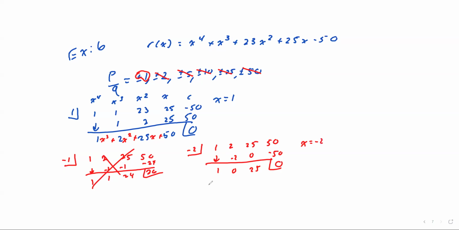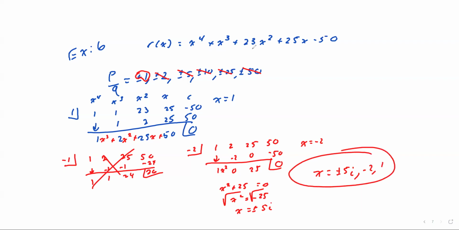This part was kind of curious. So that right there would be an x squared, and then that would just be an x. So this would be x squared plus 25 equals 0. X squared equals -25, so therefore x equals plus or minus 5i, because again, I'll take the square root and then just pull out the i. All right, so my answers are plus or minus 5i, -2, and 1. There you go.